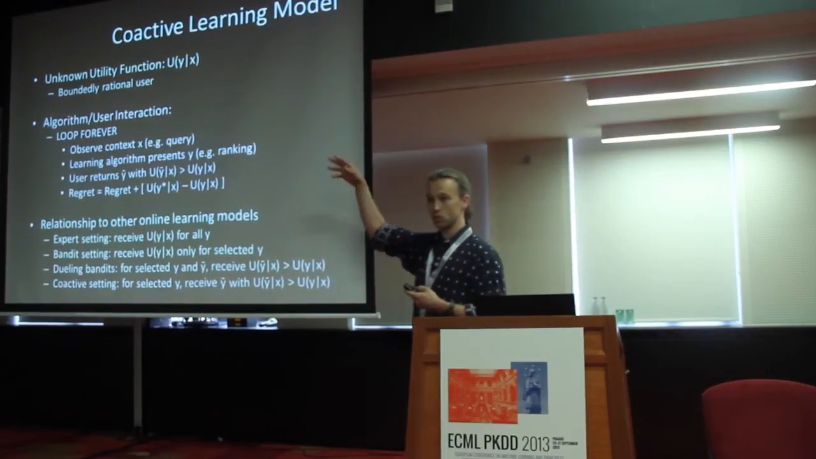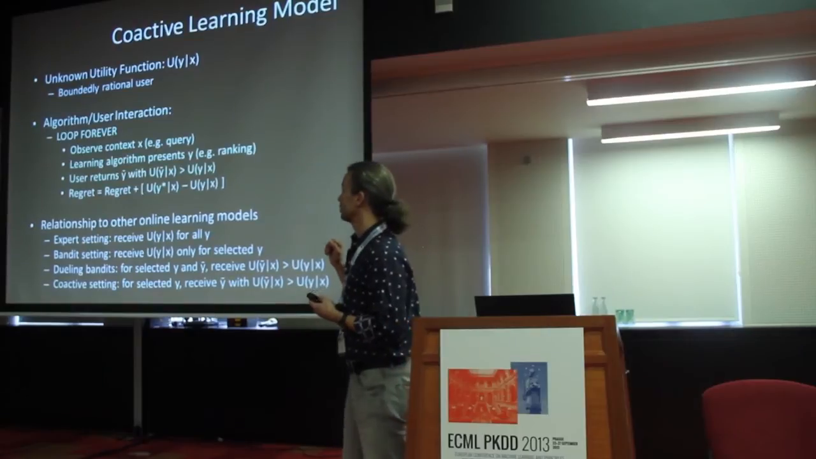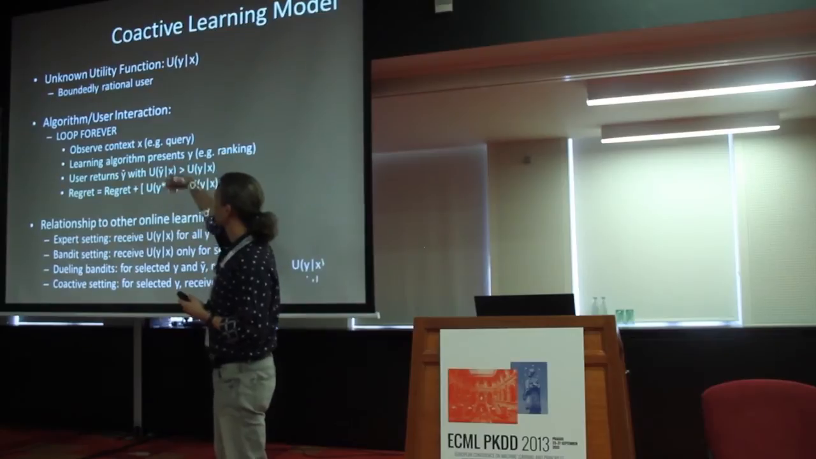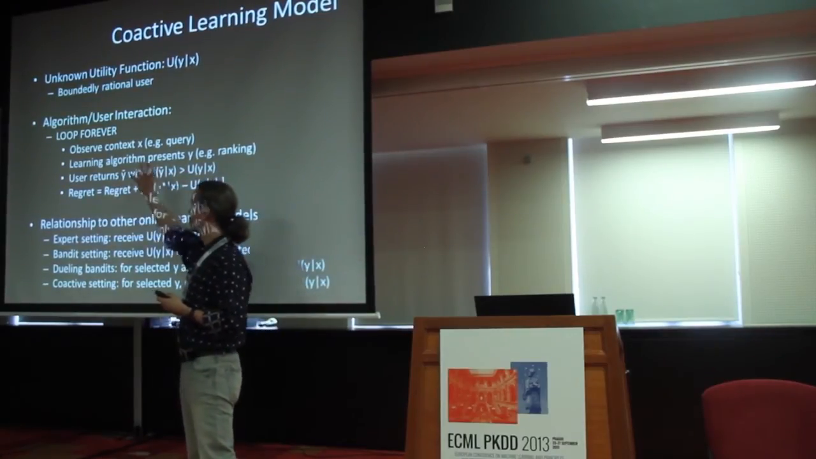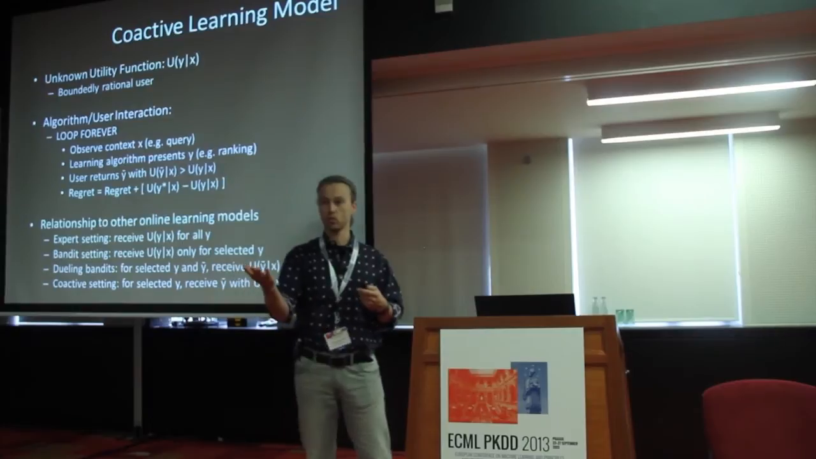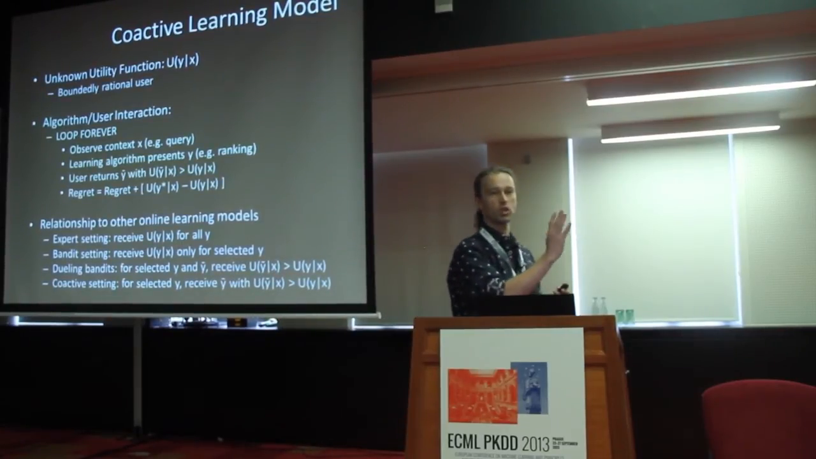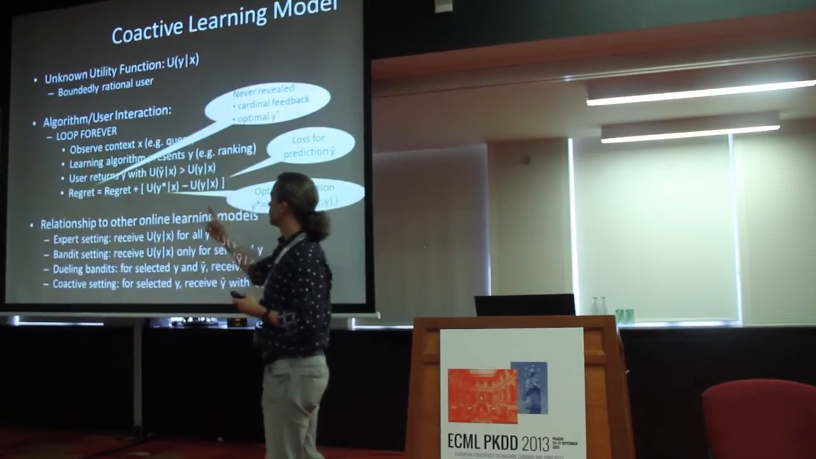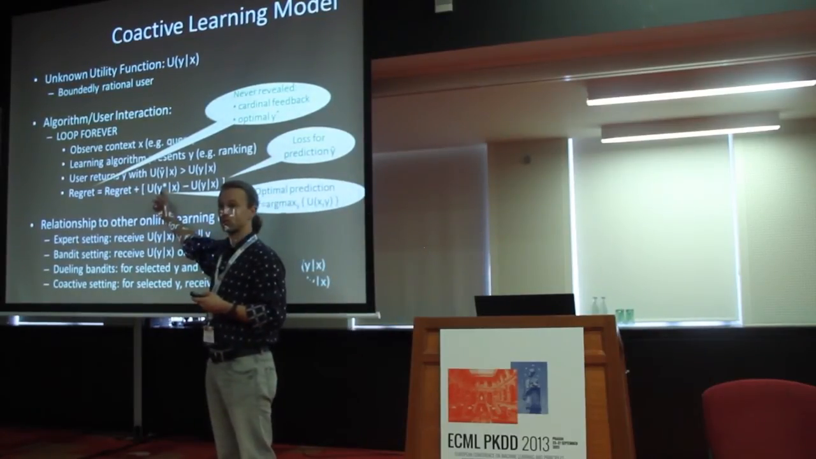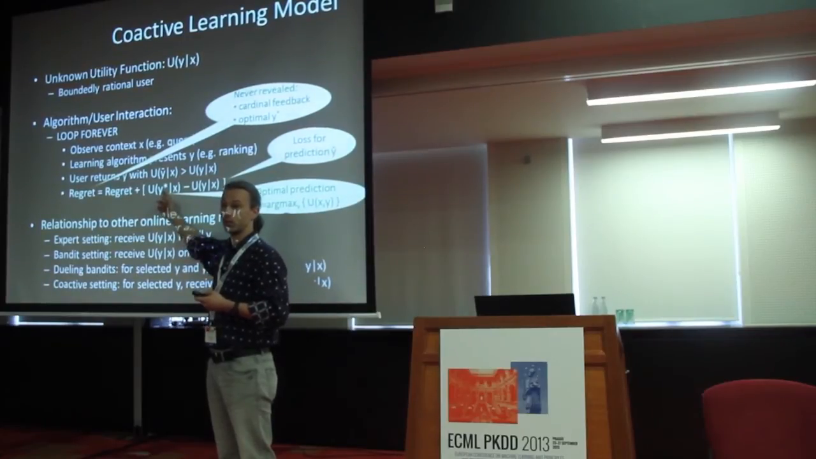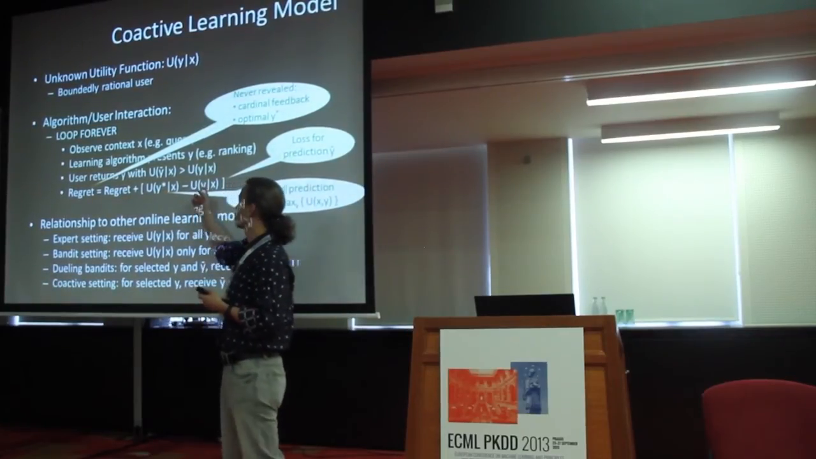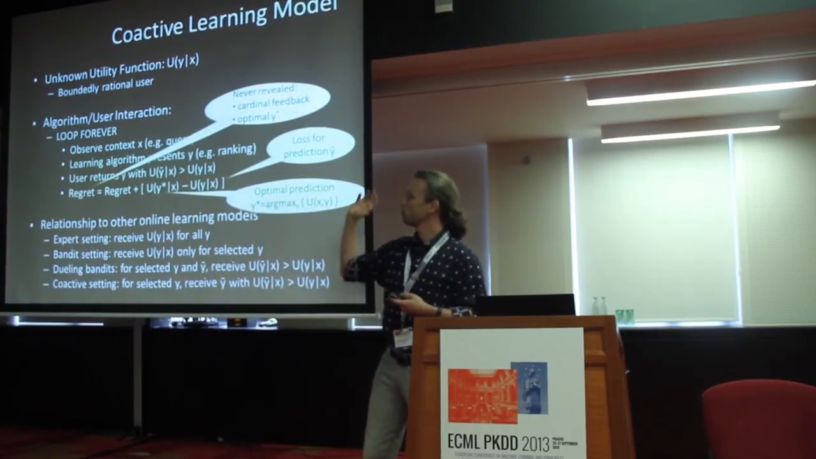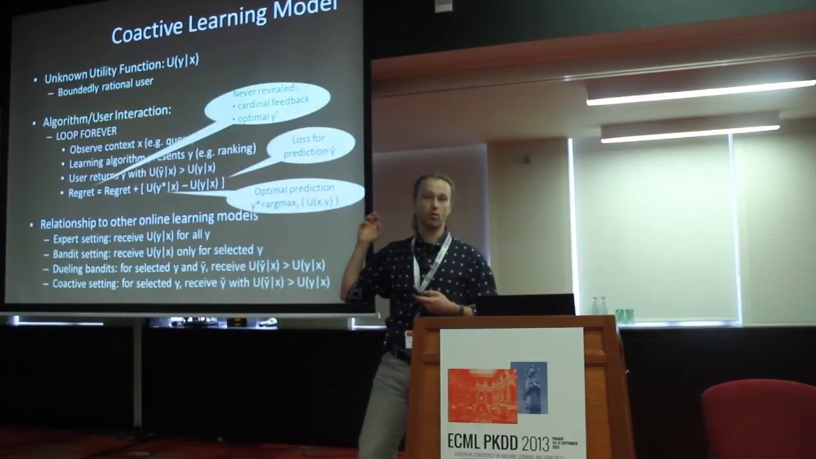So this leads us to this coactive learning model. Given a boundedly rational user that does this limited amount of exploration, and is a utility satisficer, we have this for every loop. We observe a context X, like a query. Our learning algorithm makes a prediction Y. The user gives us back a Y bar that's slightly better. And then our regret we define as the difference in utility between the best prediction, which we typically don't observe, this Y star, and the prediction that the system made. That's our loss in the current iteration. And then we just sum up all of these losses, and that gives us our regret.